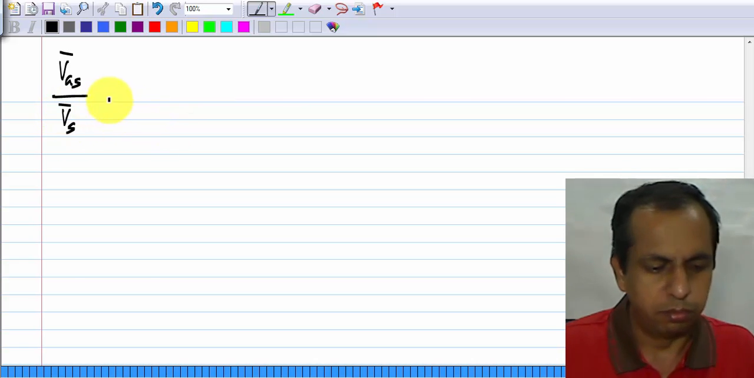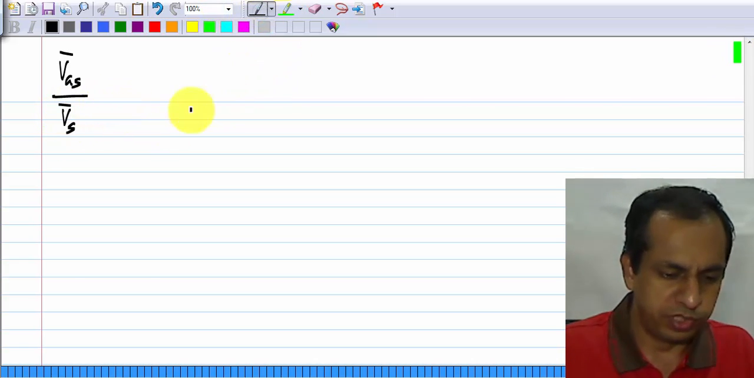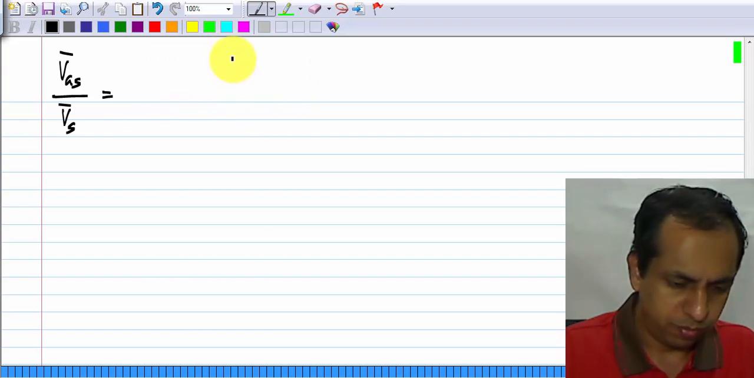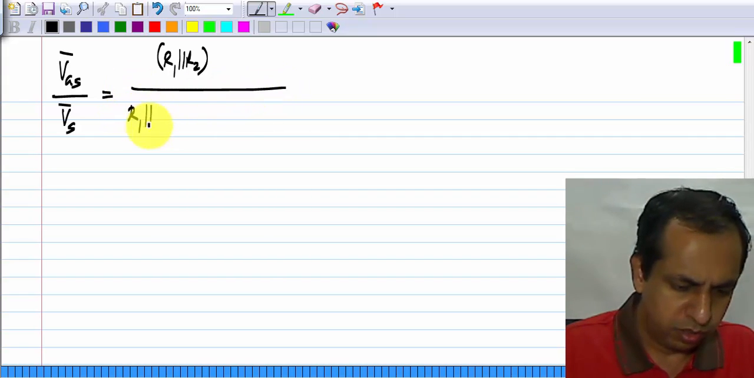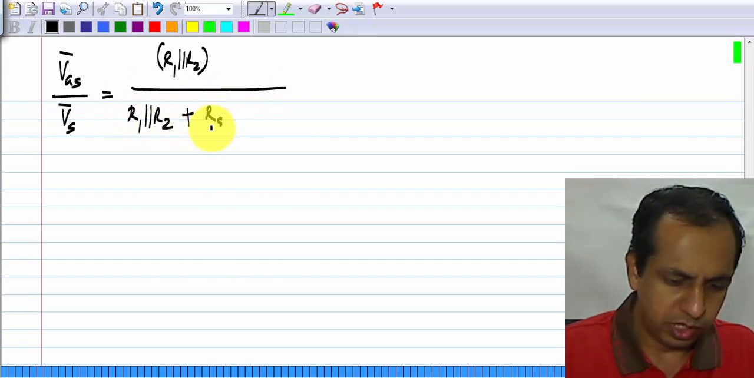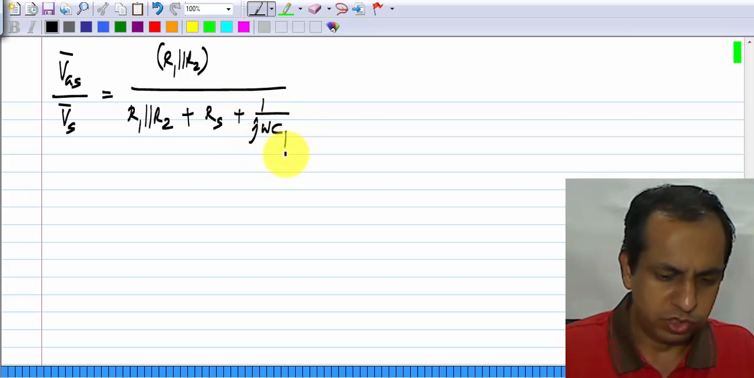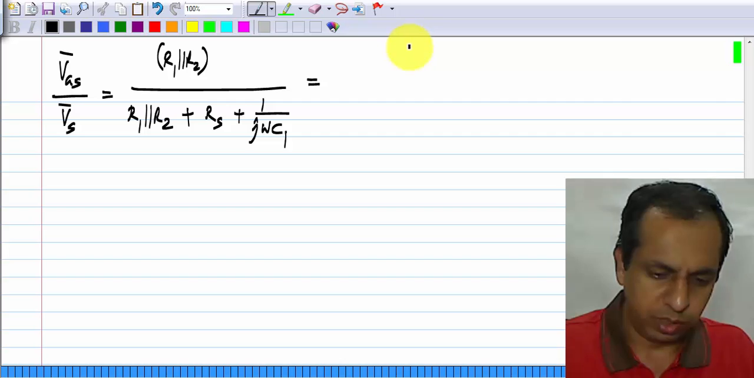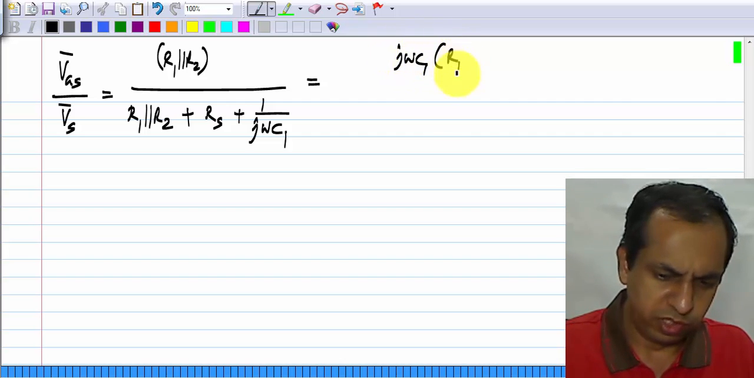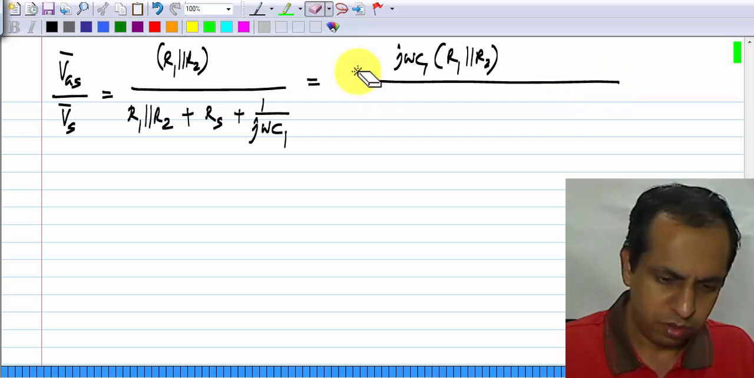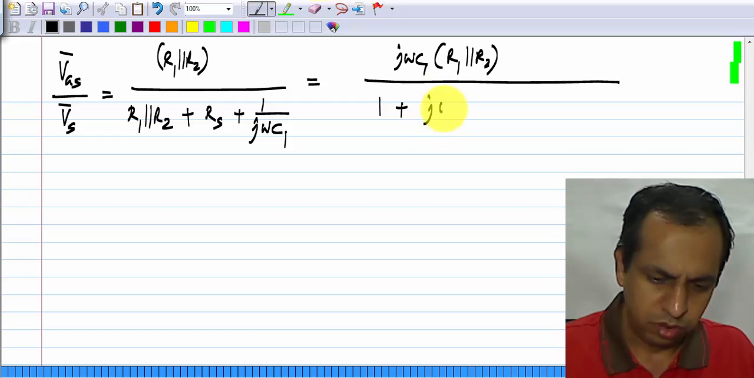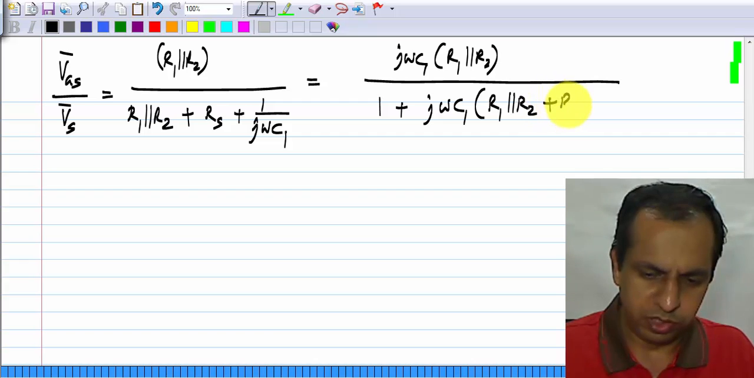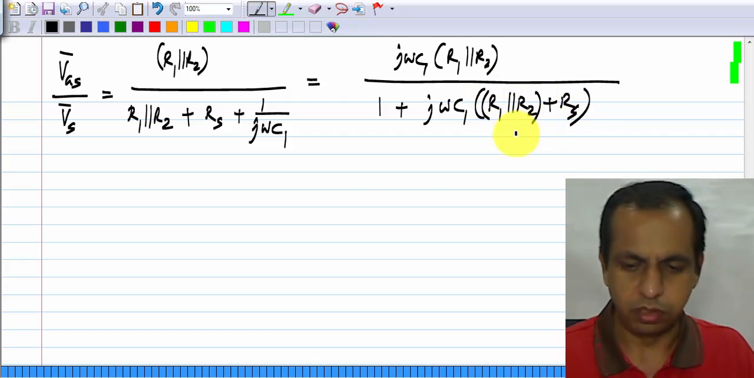Vgs by Vs, basically the fraction of Vs that appears as Vgs, is equal to R1 parallel R2 divided by R1 parallel R2 plus Rs plus 1 by j omega C1, which can be written as j omega C1 times R1 parallel R2 divided by 1 plus j omega C1 times R1 parallel R2 plus Rs.